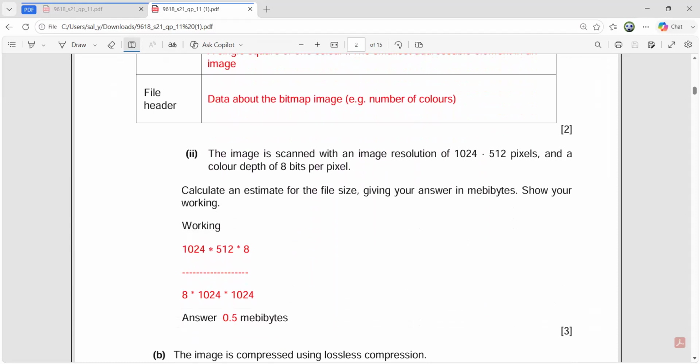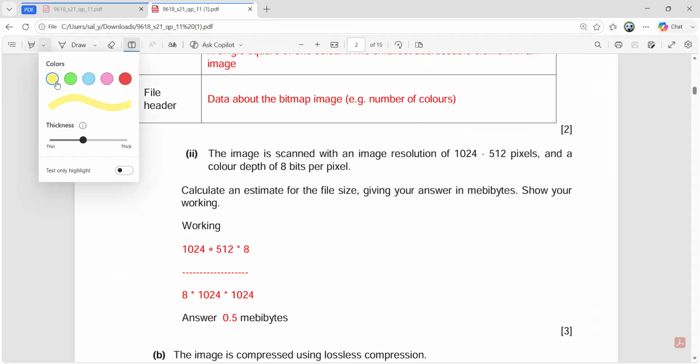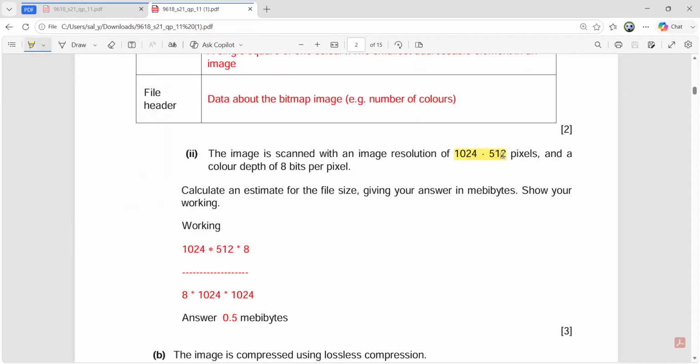Part 2. The image is scanned with an image resolution of 1024 multiplied by 512 pixels and a color depth of 8 bits per pixel. Calculate an estimate for the file size, giving your answer in megabytes. Show your working. Now, for this, first of all, you need to start with the values. The first is the value of resolution, that is 1024 by 512 pixels, and the color depth is 8 bits. So these are the values that are given to you, and you know the formula.